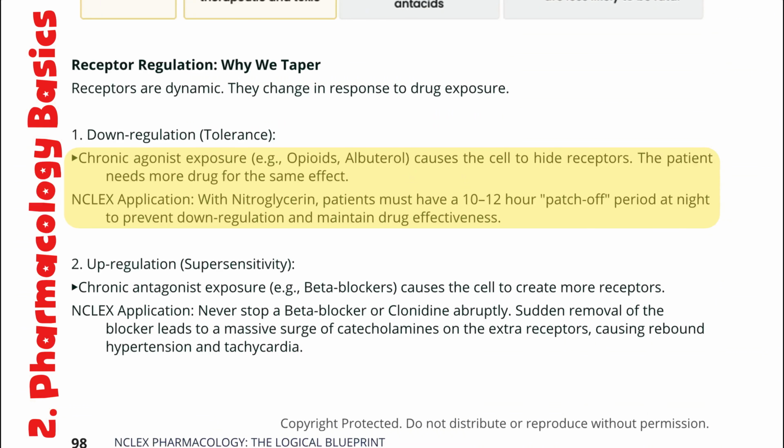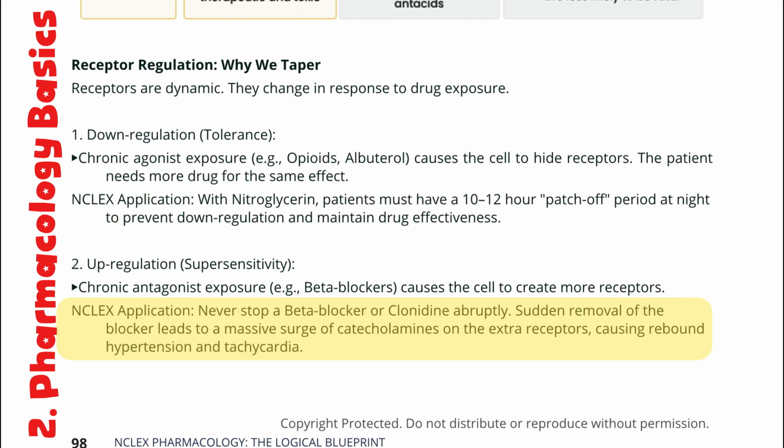First, receptors change with chronic exposure. Chronic exposure to an agonist causes downregulation. The cell hides receptors, and the patient needs more drug for the same effect. That's tolerance. Chronic exposure to an antagonist, like a beta blocker, causes upregulation. The cell builds extra receptors to compensate for the block. Stop that beta blocker abruptly, and the sudden removal of the block leaves a surge of catecholamines hitting an army of newly sensitized receptors. That's a rebound hypertensive crisis, or MI. Beta blockers are never stopped cold.